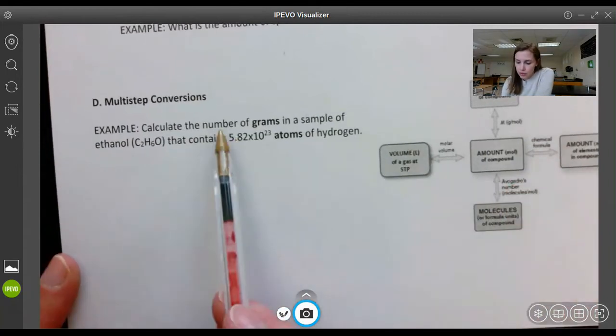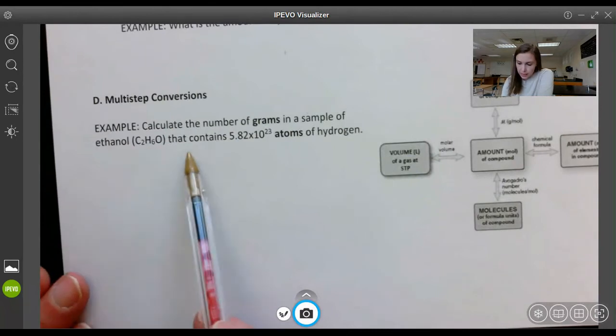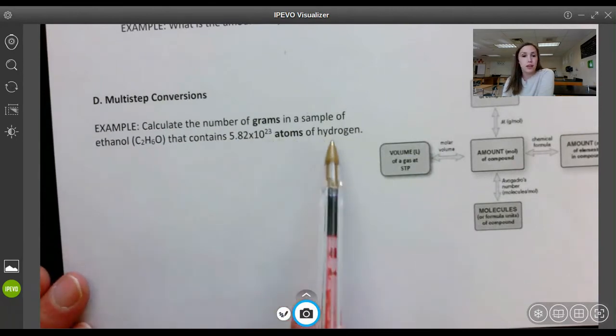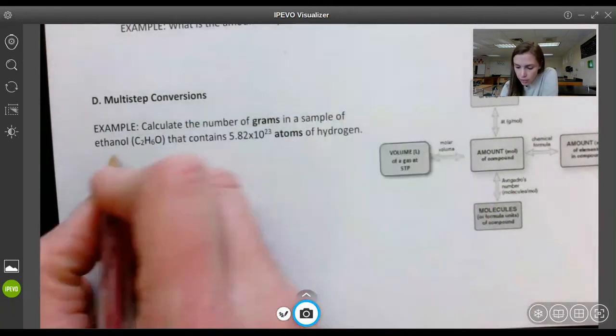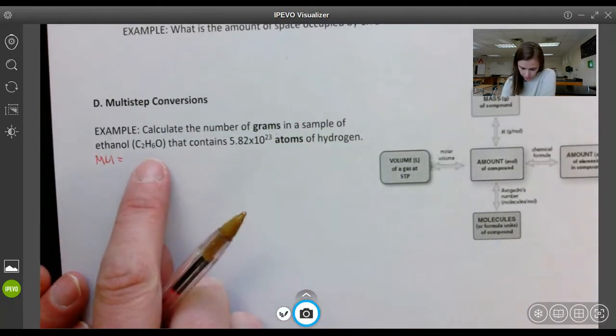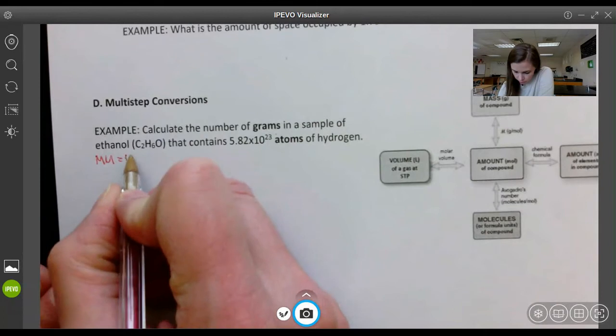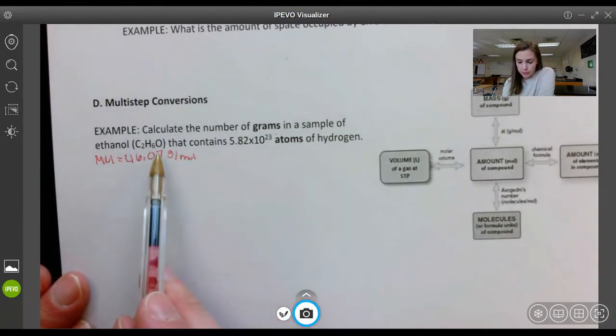This one says calculate the number of grams in a sample of ethanol, and it gives you the formula that contain this many number of atoms of just hydrogen within that compound. So we know that grams are going to be involved. I do want to just give you the molar mass, which you can add up from the periodic table of our C2H6O, and that is 46.07 grams per mole for the compound.